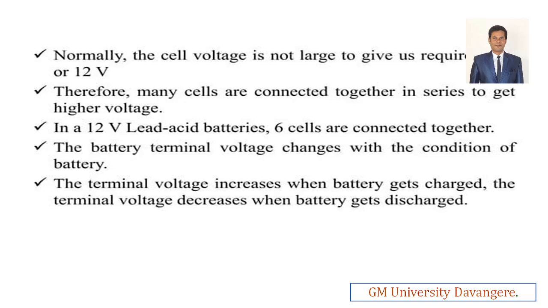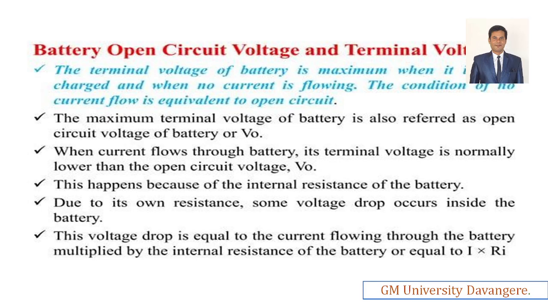Those are the parameters relevant to the batteries. Temperature is one of the main parameters which can change the battery conditions. Also, it may change the battery life. Right. So that is how the battery terminal voltage increases when the battery gets charged, and the terminal voltage decreases when the battery gets discharged. So during charging and discharging of the batteries, temperature plays a main role in the variations in the battery conditions. Right. So let us see the battery open circuit voltage and terminal voltage.